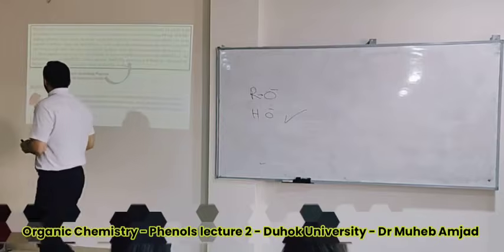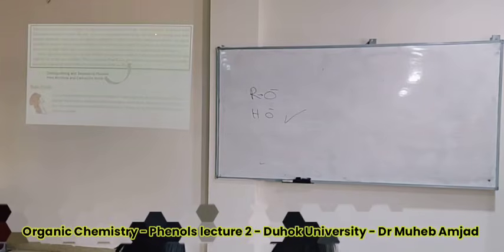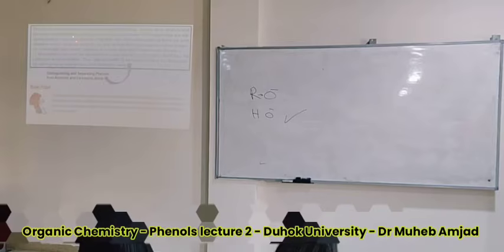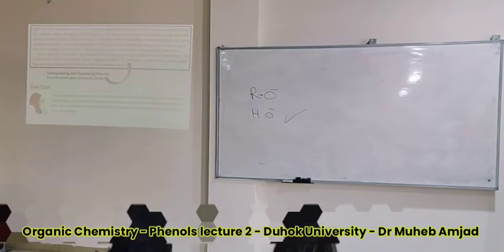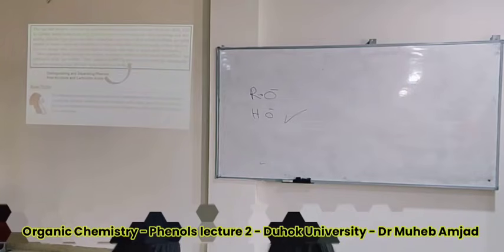The fact that phenol dissolves in aqueous sodium hydroxide, whereas most alcohols with 6 carbon atoms or more are not soluble in aqueous NaOH because there is no reaction, gives us a convenient means to distinguish between phenol and most alcohols.